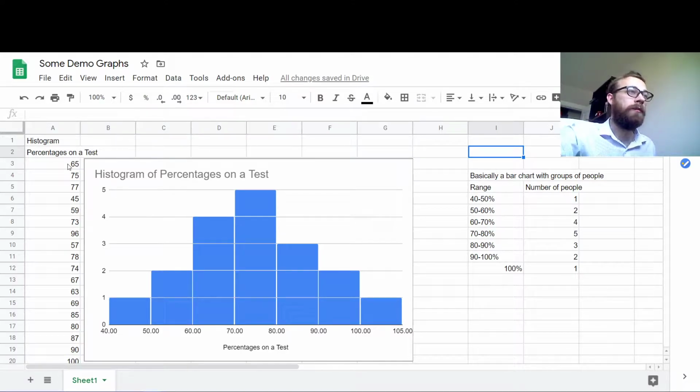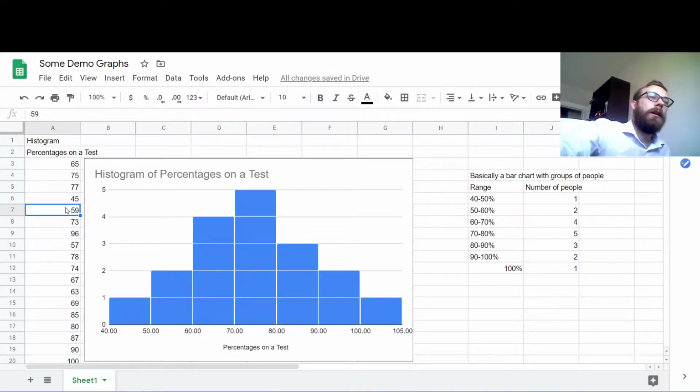So a histogram actually just has a whole bunch of random points. It just has some random numbers, like here we have 65, 75, 77, 45, just a whole bunch of random numbers. I just randomly typed them in. They're random numbers that might look like what you might have on a test.